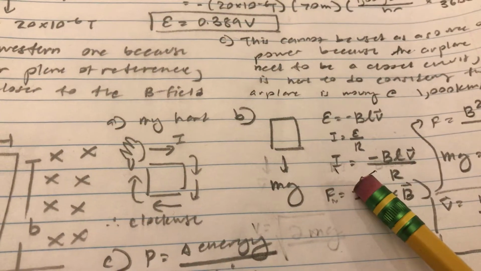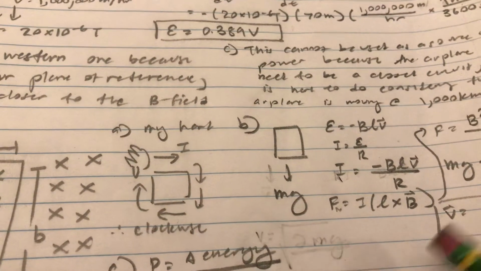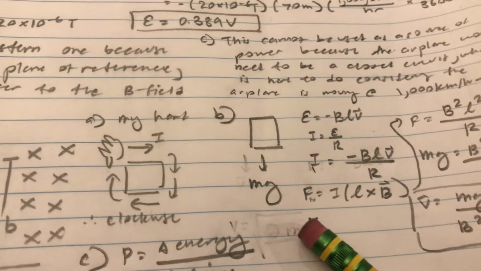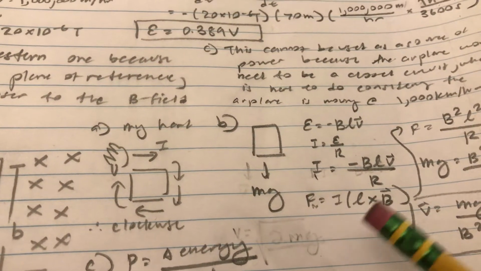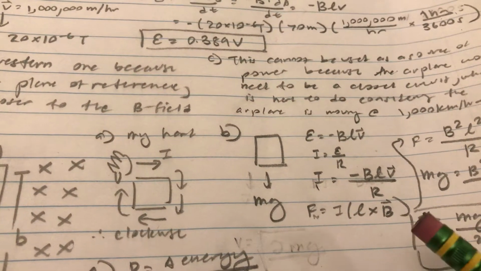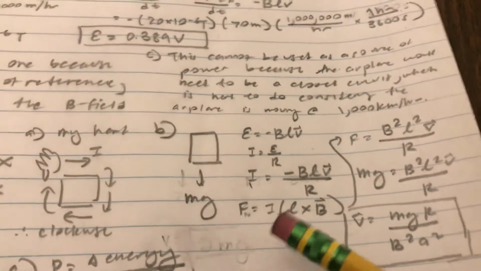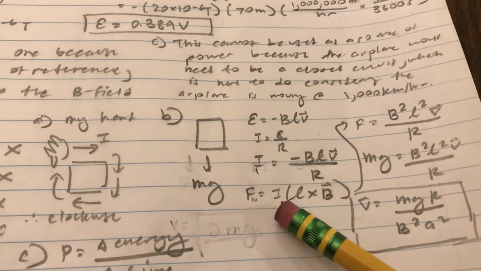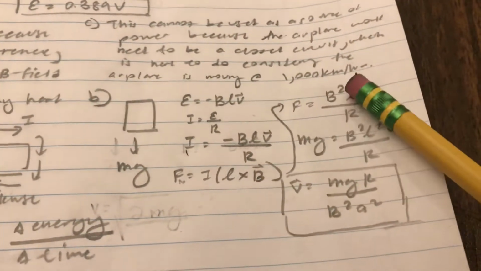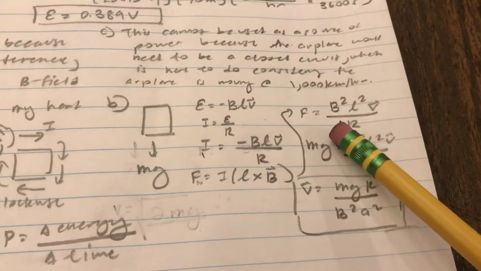So now you see that EMF is negative BLV over R, current, and then I used the force of magnetism, which would be I times the cross product of L and B. Using this, I substituted this I for that. So instead of I, it now becomes BLV over R. And once I multiplied all the values, I got this.